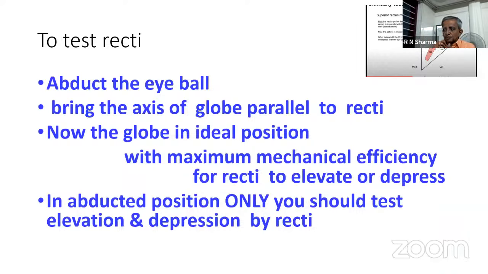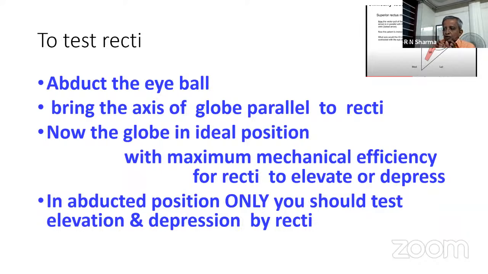Once more, normally, we are looking straight. When you want to look up, you are using both superior rectus and inferior oblique. When you are looking down, inferior rectus and superior oblique. So here, in order to test the superior rectus or the inferior rectus, what you should do is abduct the eyeball. When you abduct the eyeball, the axis of the eyeball becomes parallel to the axis of the muscle.